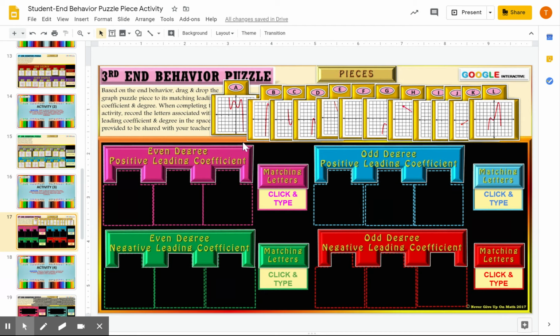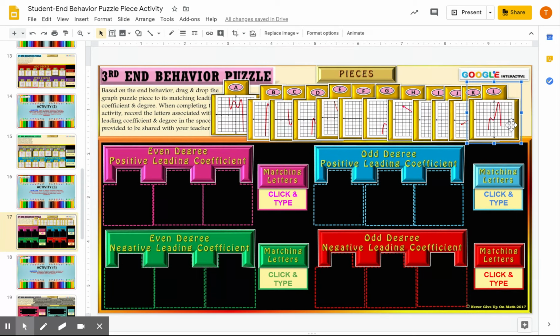What I am going to do first, though, because for me, visually, it's easier to determine if something is even or odd because they're either going the same direction, even, or opposite directions, odd. I'm going to put some on the left and some on the right. So here I have even on the left and here I have odd on the right. So I'm going to just move them that way.